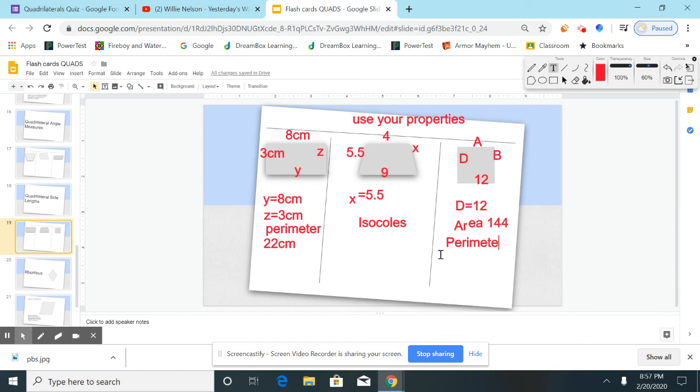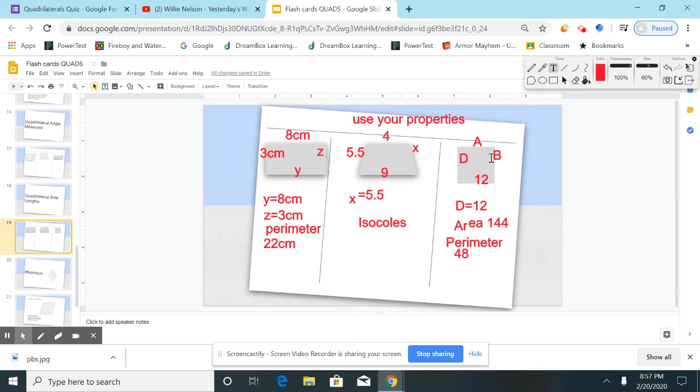Last thing, perimeter. That would be building a fence going around the square. So 12 plus another 12 here is 24, plus another 12 is 36. Your final 12 is 48, or just do 12 times 4. So the perimeter here is 48.